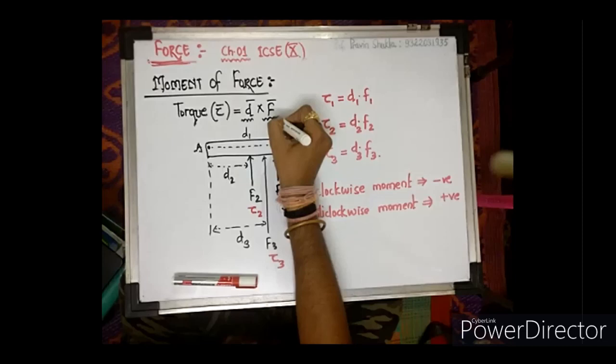Now see here. If I reach the point of pivot, distance becomes zero. When distance becomes zero, 0 multiplied by infinity is 0. The torque effect will become 0. When torque effect is 0, moment of force is 0. When moment of force is 0, it's done. You cannot open the door.